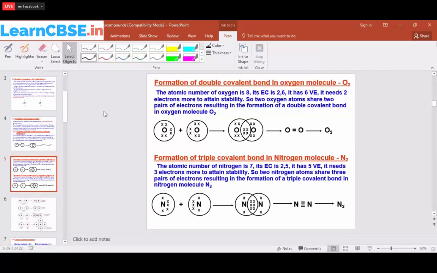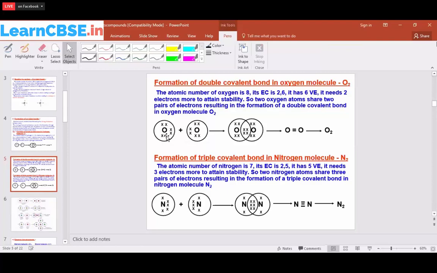Now the formation of the double covalent bond in the oxygen molecule. Oxygen is present in group 16. It has atomic number 8, so the number of electrons is also 8. Two electrons occupy the first shell, and the 6 electrons occupy the second shell. So now it needs two more electrons to complete the outermost shell.